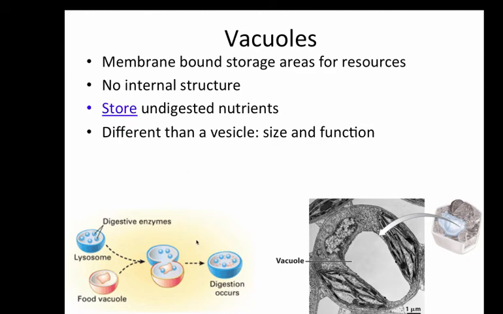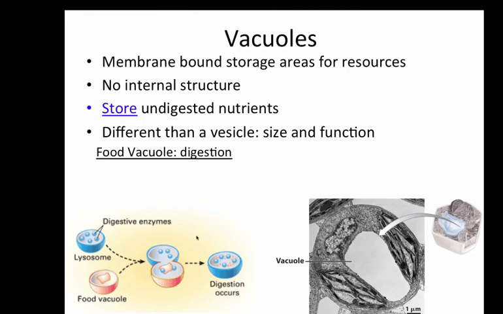Okay, and so what you see here, depicted down here, is a lysosome. Remember they have these digestive enzymes, and you see a food vacuole. So if this needs to be digested, it can fuse with the lysosome, and then digestion will occur. This is a micrograph of a vacuole. See how huge these vacuoles are and how empty they are. So they have no internal structure.